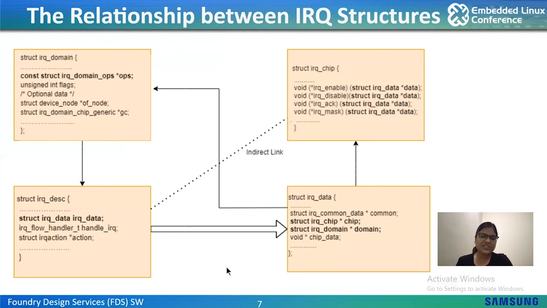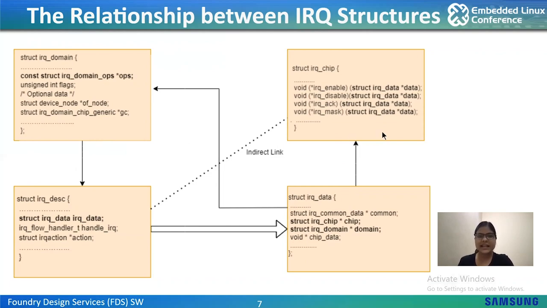The important data structures used in the generic interrupt framework are IRQ domain, IRQ desc, IRQ data, and IRQ chip. These structures in some way are linked to each other. In the coming slides, we will see these structures and their uses in detail. But for now, let's see the relationship between them.